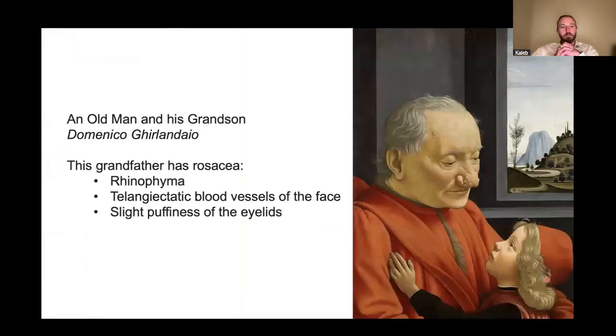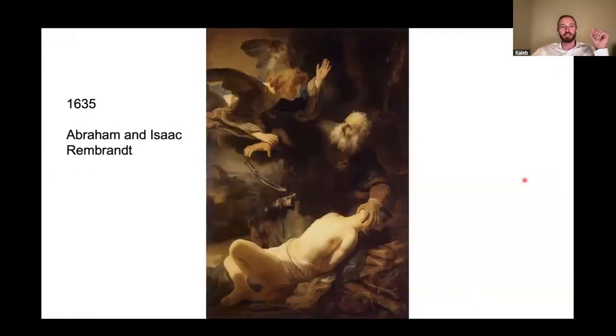This is a painting from the 1480s during the period of the Italian Renaissance. It's entitled An Old Man and His Grandson, by Domenico Ghirlandaio. You can clearly see in this painting that the old man has rhinophyma. He's got a certain type of facial rosacea. If you look carefully, you can see he's got some puffiness of the eyelids as well, and his cheeks are a bit rosy too. So we've seen facial rosacea depicted in paintings a long time ago.